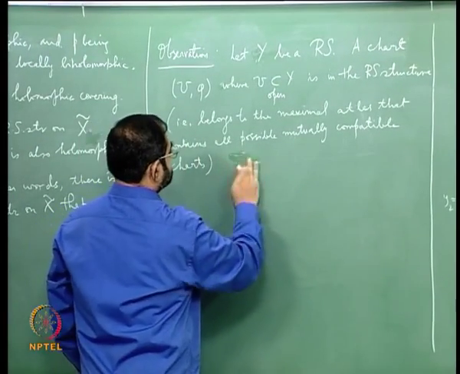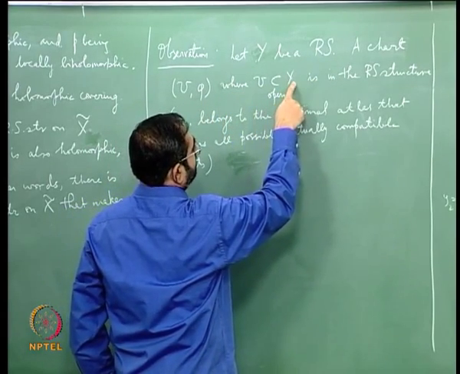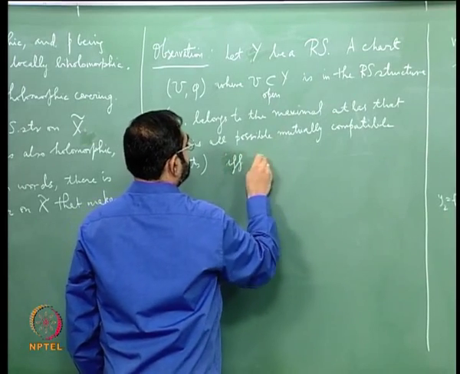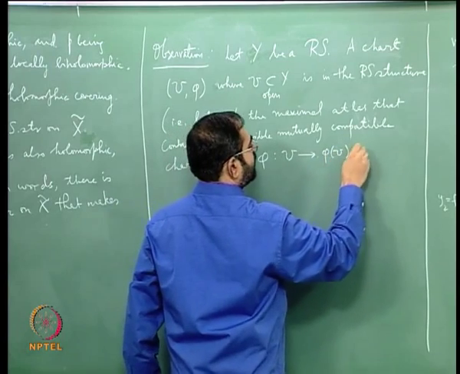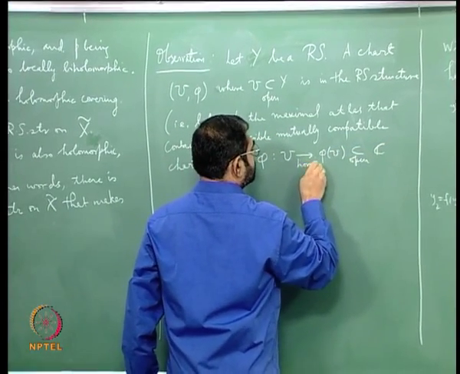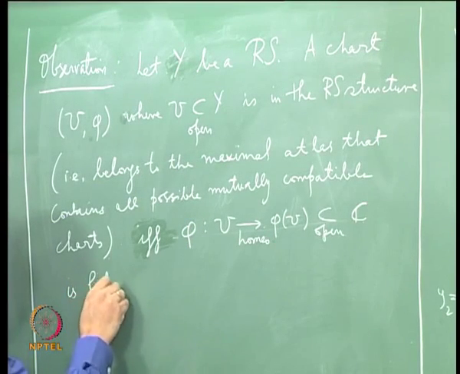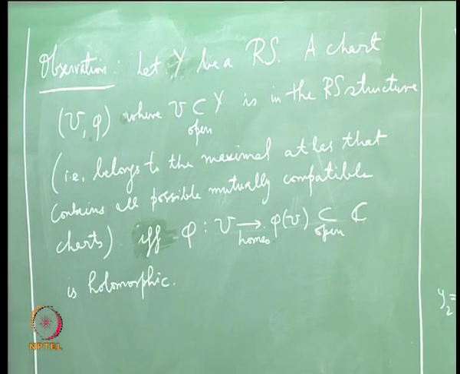So I have not completed my statement. A chart (U, phi) where U in Y is open is in the Riemann surface structure if and only if phi from U to phi of U, which is an open subset of C, is a homeomorphism, okay, and is holomorphic. So this is my remark.